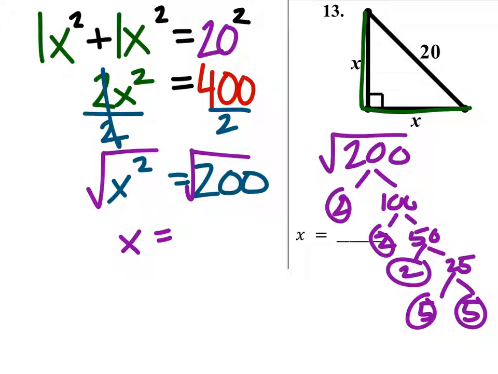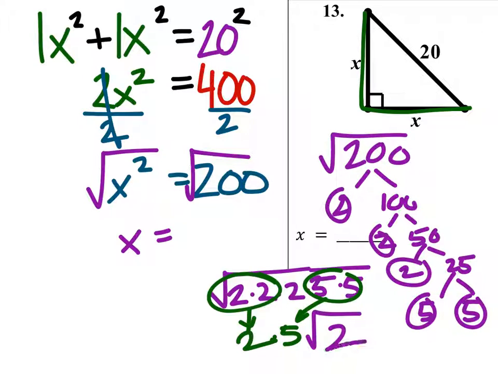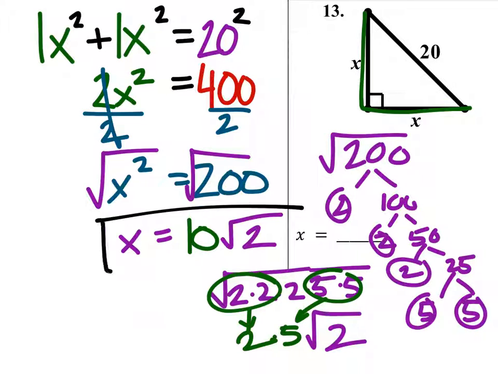So the square root of 200 is really the square root of 2 times 2 times 2 times 5 times 5. And like we said before, these two can go on a date, and these two can go on a date. Multiply these, and then this loner is left alone. Third wheel. The third wheel, that's for cube roots. 2 times 5 is 10, and then we got the square root of 2 up in there. That is the answer.